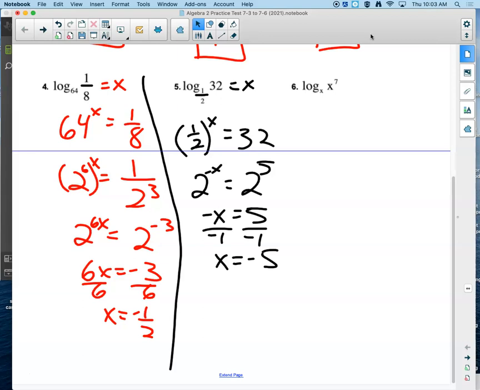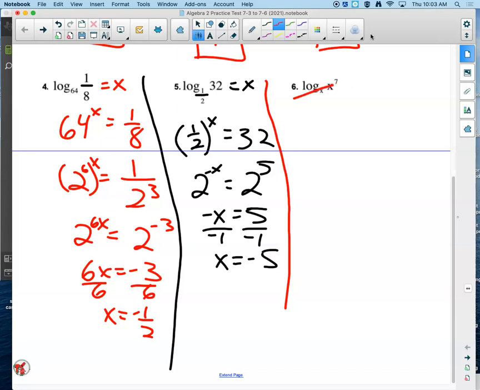Now 6, I don't want you to overthink. 6, we should just be able to look at and say, it's 7. Yeah, it's 7. Notice the bases match. Logarithm base and the base for the exponent are the same. These are inverses.